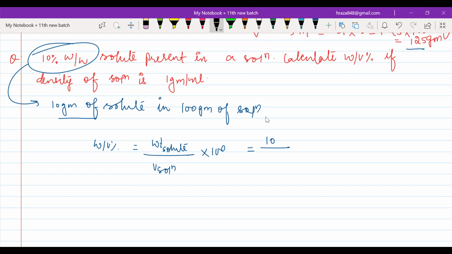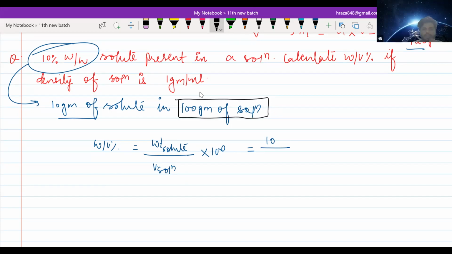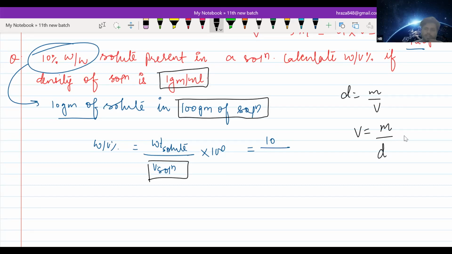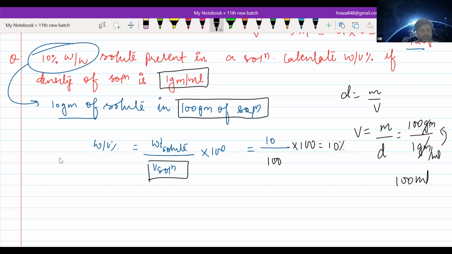Now you can see here, mass of solution is given and density of solution is given, but we need volume of solution. So density is equal to mass upon volume. So volume is equal to mass upon density. Mass is 100 gram and density is 1 gram per ml. Now you can see gram, gram cancel. So it will be 100 ml. So putting the value, 100 into 100, it will be 10%. Very good. Okay. Is that clear? Yes, sir.